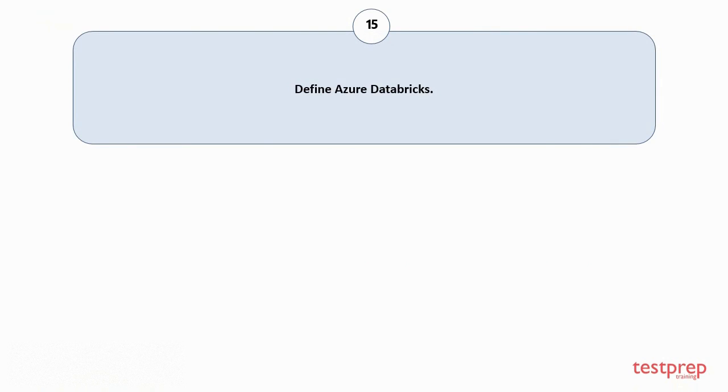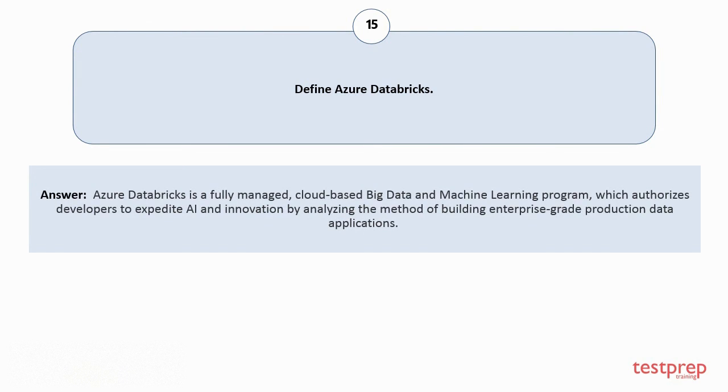Question number 15. Define Azure Databricks. Your answer is: Azure Databricks is a fully managed, cloud-based big data and machine learning platform, which empowers developers to expedite AI and innovation by simplifying the process of building enterprise-grade production data applications.